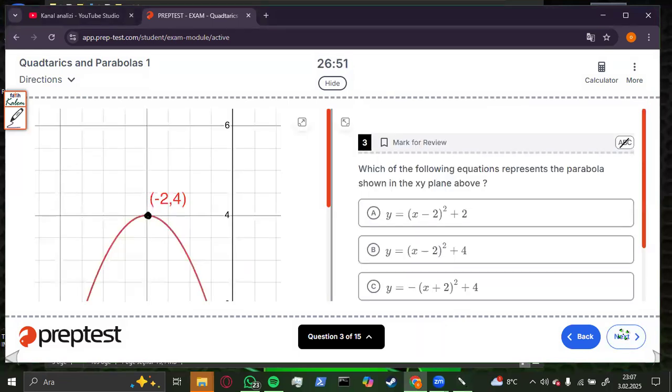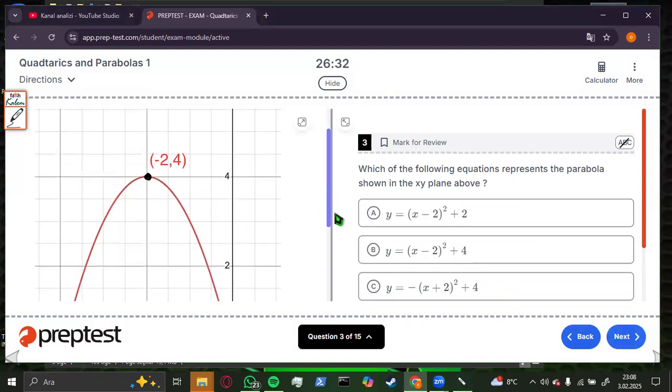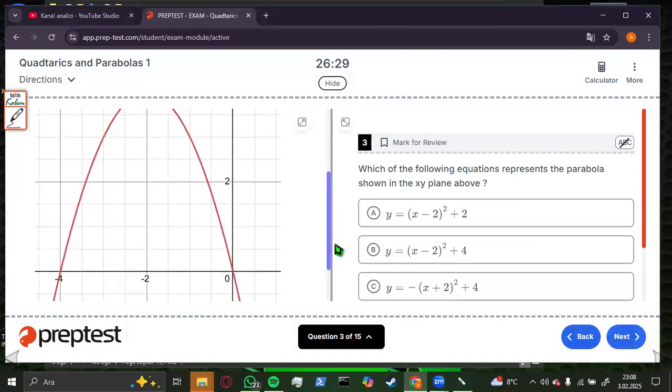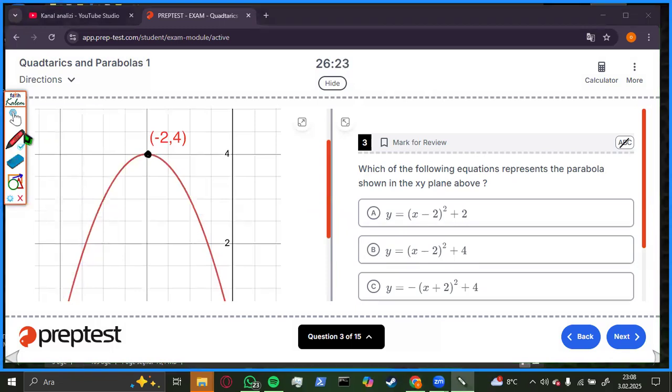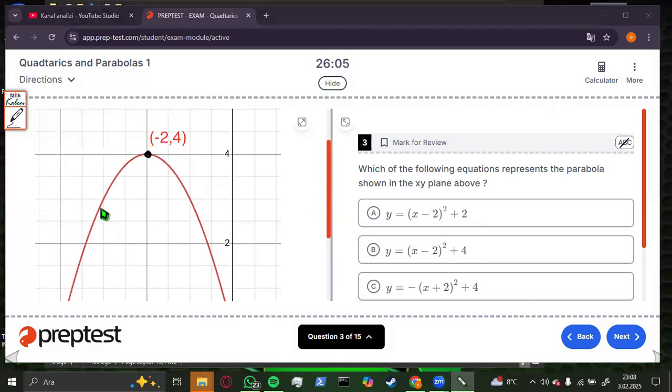Okay. When we look at this question, we know some clues on the graph. By using the graph and those clues, we are asked to find the equation of the graph. As far as I see, we know the coordinates of the vertex. The vertex is here, (-2, 4).